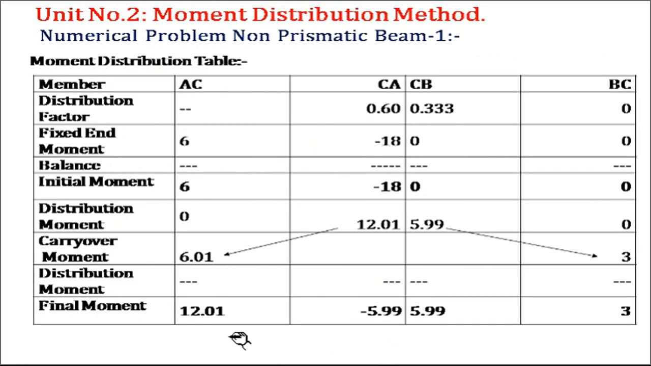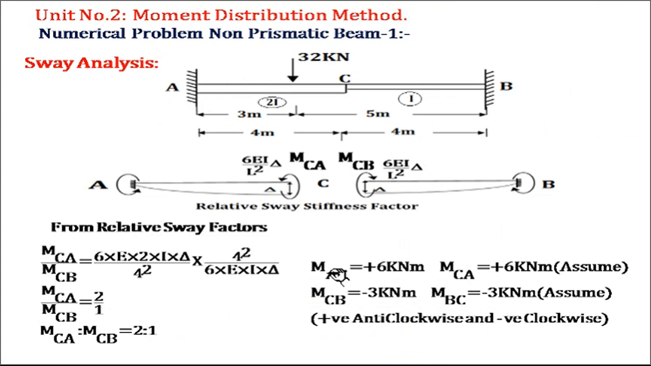We also calculated the moment due to the non-sway analysis. So moment in member AC is 12.01, in CA is minus 5.99, in CB 5.99 and in BC it is 3. So these are the moments due to the non-sway analysis. Now in this video we do the sway analysis and find out the moment due to the sway analysis.